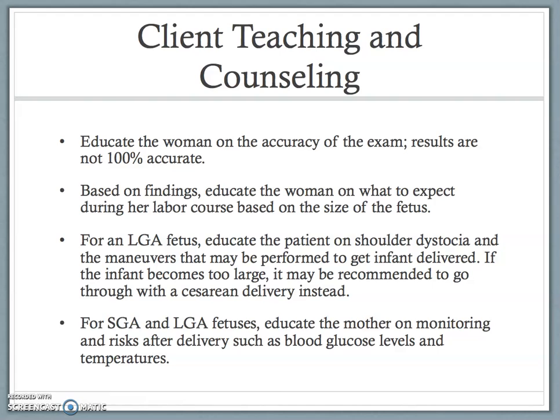Based on findings, educate the woman on what to expect during labor course, based on the size of the fetus. For an LGA fetus, educate the patient on shoulder dystocias and the maneuvers that may be performed to get the infant delivered. If the infant becomes too large, it may be recommended to go through with a cesarean delivery instead. For SGA and LGA fetuses, educate the mother on monitoring and risk after delivery such as blood glucose levels and temperatures.